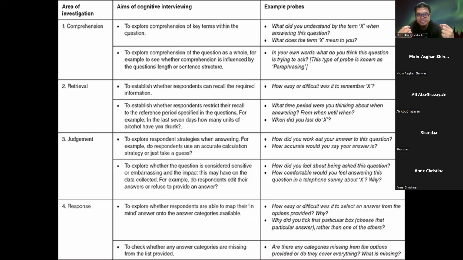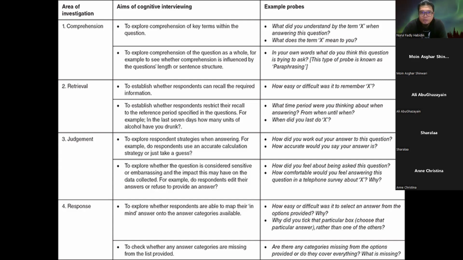Okay, let's go to number one. The area of investigation is about comprehension. This is the area you want to investigate. In the cognitive interview, you want to explore the comprehension of key terms within the questions, and comprehension of the question as a whole, for example to see whether comprehension is influenced by question length and sentence structure. We can see the prompt questions. What did you understand by term X when answering this question? What does the term X mean to you? This is what you want to explore.